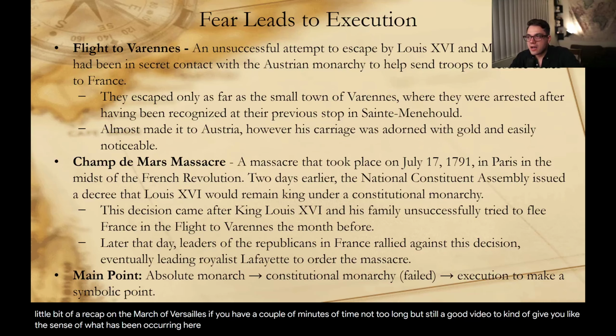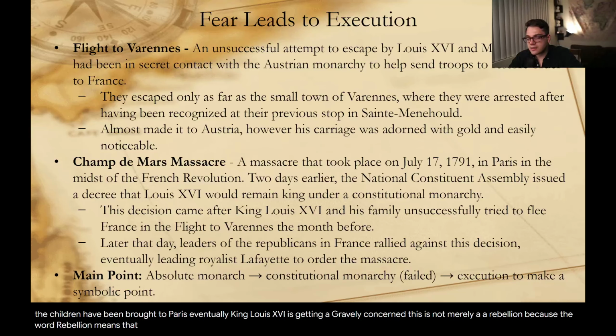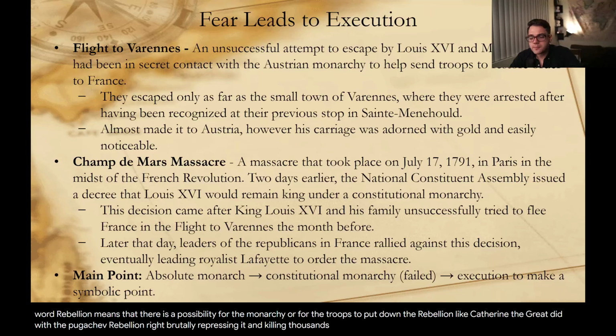And so here we have fear leads to execution. Now that King Louis XVI and Marie Antoinette and the children have been brought to Paris, eventually King Louis XVI is getting gravely concerned. This is not merely a rebellion, because the word rebellion means that there is a possibility for the monarchy or for the troops to put down the rebellion, like Catherine the Great did with the Pugachev rebellion, right? Brutally repressing it and killing thousands.